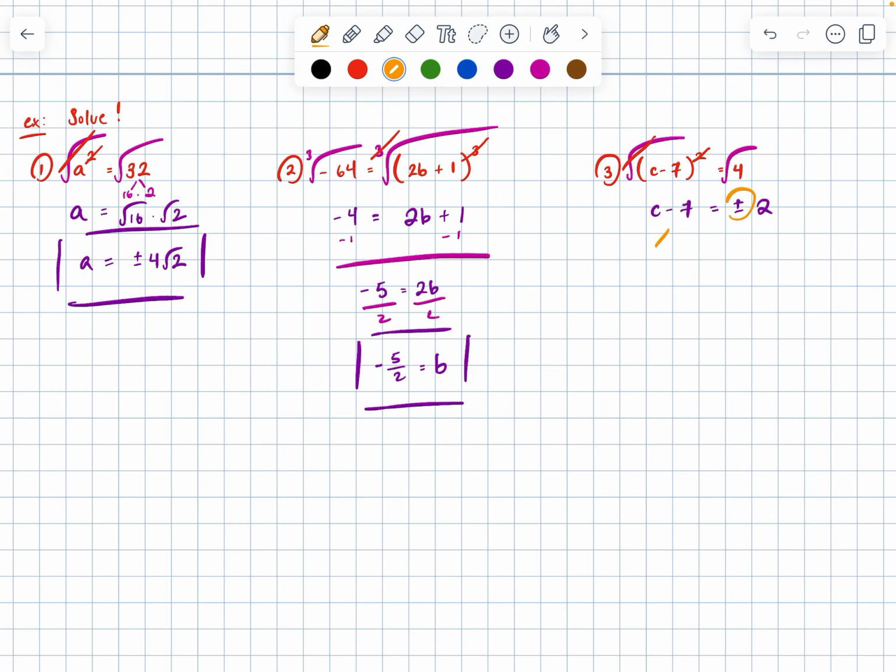Again, I've got a plus or minus, so that's 2 separate options. I'm going to create 2 cases. In my first case, c minus 7 could be the positive 2, or in the other case, c minus 7 could be the negative 2. If c minus 7 is equal to 2, well, adding 7 to both sides would reveal that the value of c is 9. And if c minus 7 is negative 2, adding 7 to both sides would reveal that c could instead be positive 5.